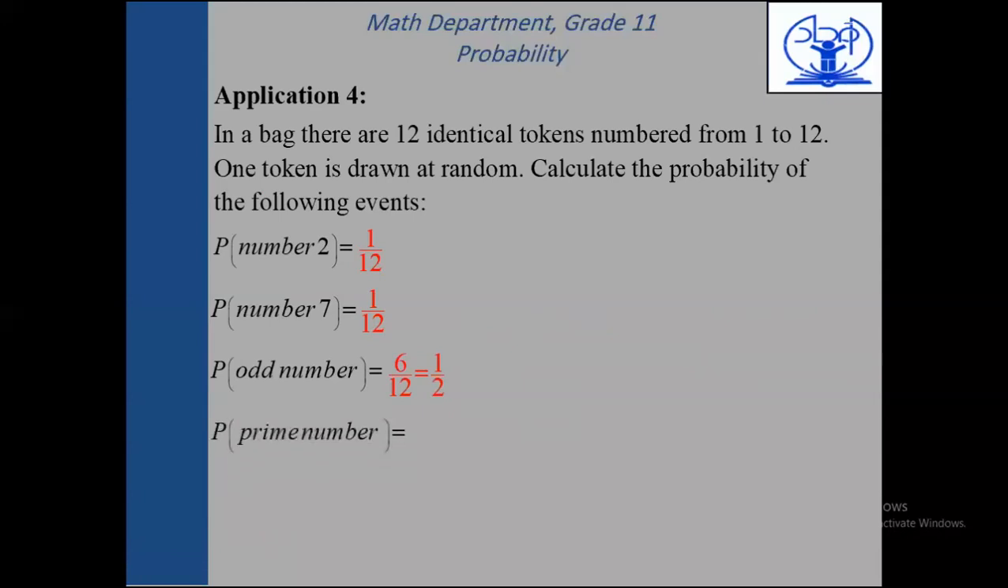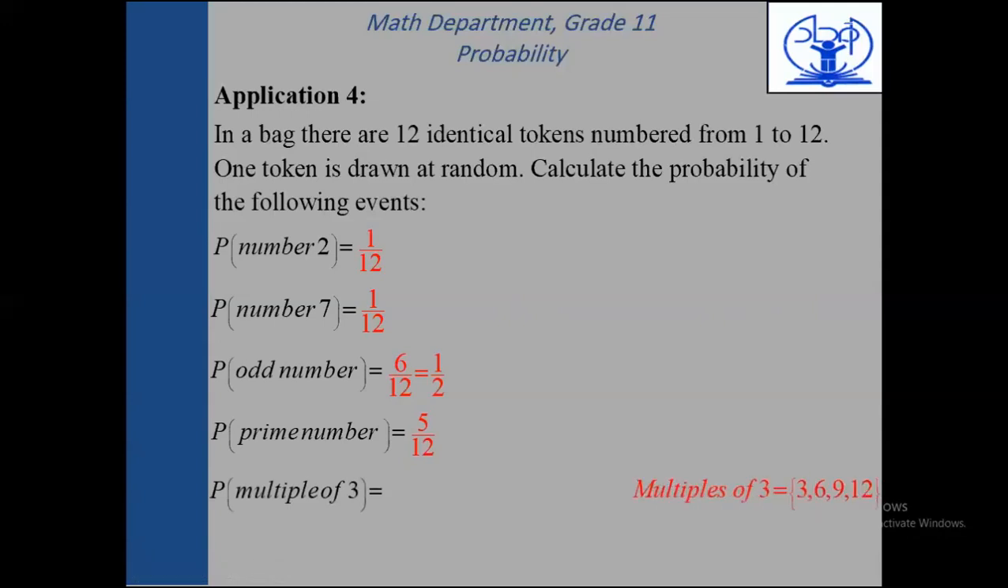What's the probability of getting a prime number? You know what a prime number is? It's a number divisible only by 1 and by itself. So the prime numbers here are 2, 3, 5, 7, and 11. And that's 5/12.